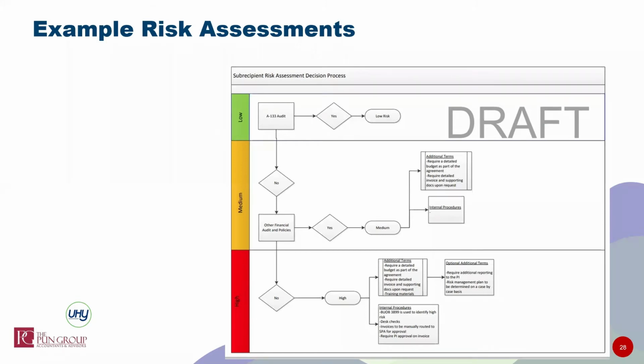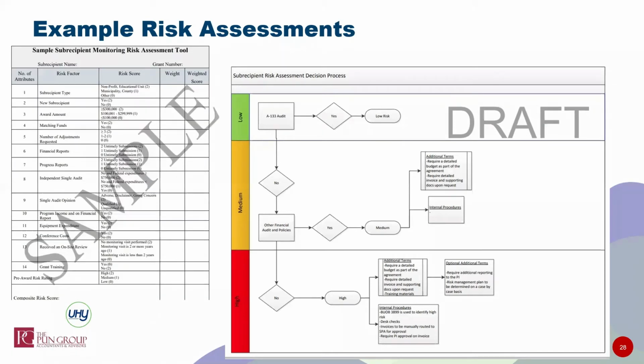And you can see that they're adding additional terms to their agreement as a result of the failure to have, or lack of requirement for, a single audit. And then if they don't have any other audits performed, then they go into the high risk bucket. And there they add additional terms, including training and some other things, as well as doing desk reviews for that grant.